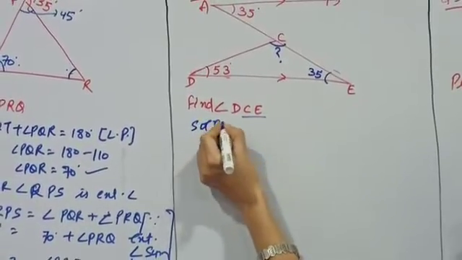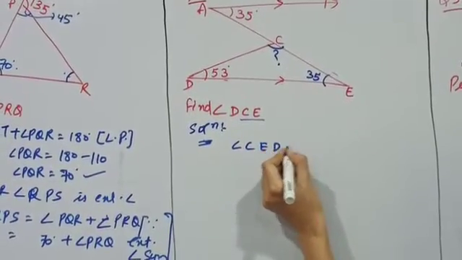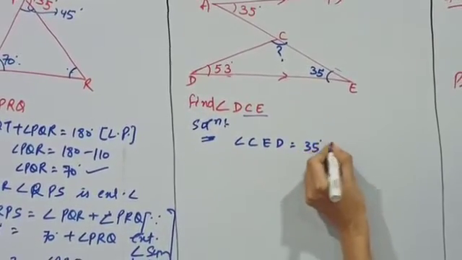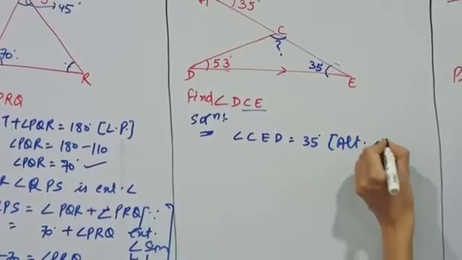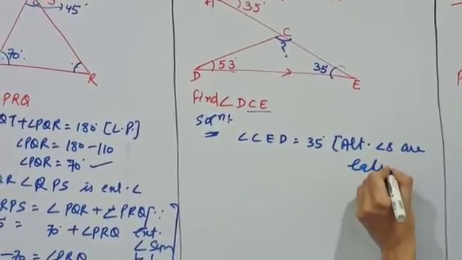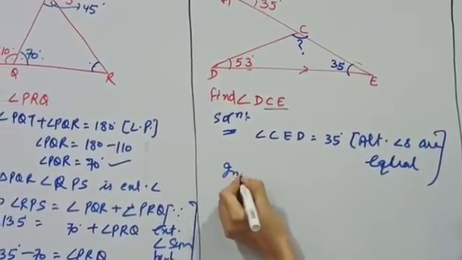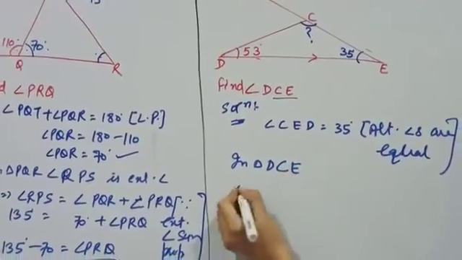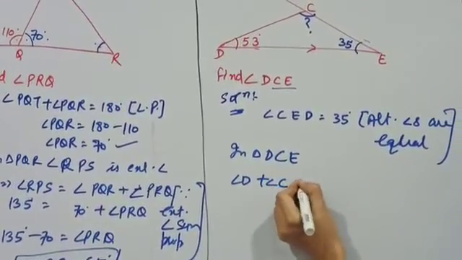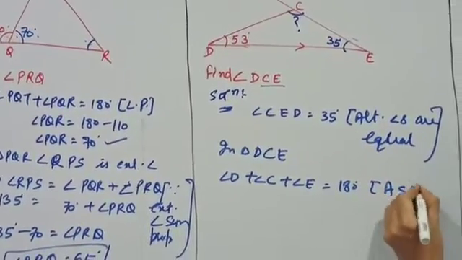So let us do the solution here. Firstly, we will write angle CED is equal to 35 degrees, as alternate angles are equal. Further, in triangle DCE, angle D plus angle C plus angle E is equal to 180 degrees by the angle sum property.